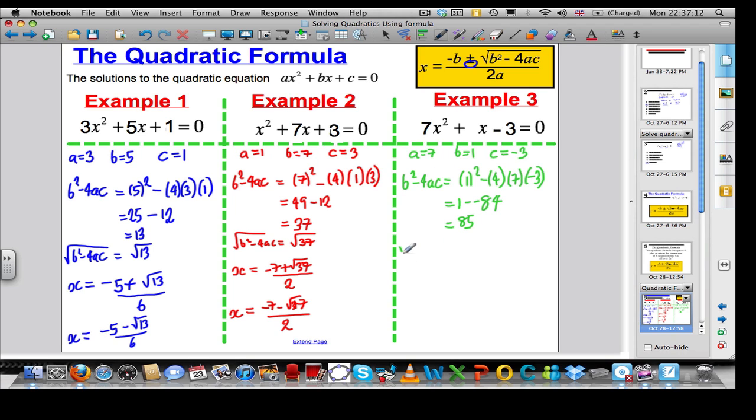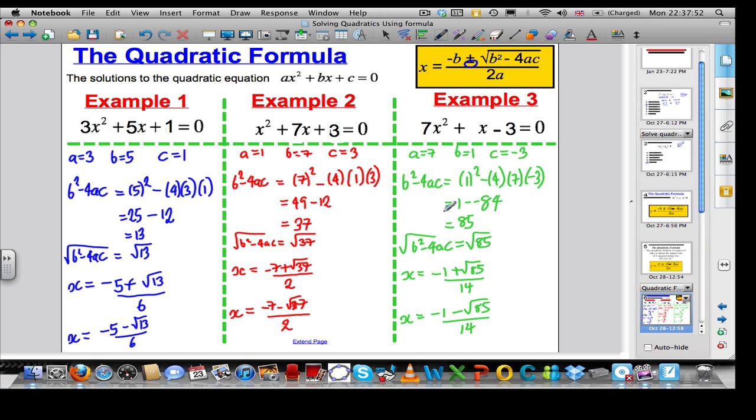Like I said, take the square root of this. The square root of b squared minus 4ac is therefore the square root of 85. And let's substitute our a and our b into the final quadratic formula, taking the plus then the minus to get the two answers. X is minus b, which is minus 1, plus the square root of 85, all over 2 times a, which is 14, and the other one is x equals minus 1 minus the square root of 85, all divided by 14. Again, you could type that into your calculator and work out the decimal answers.